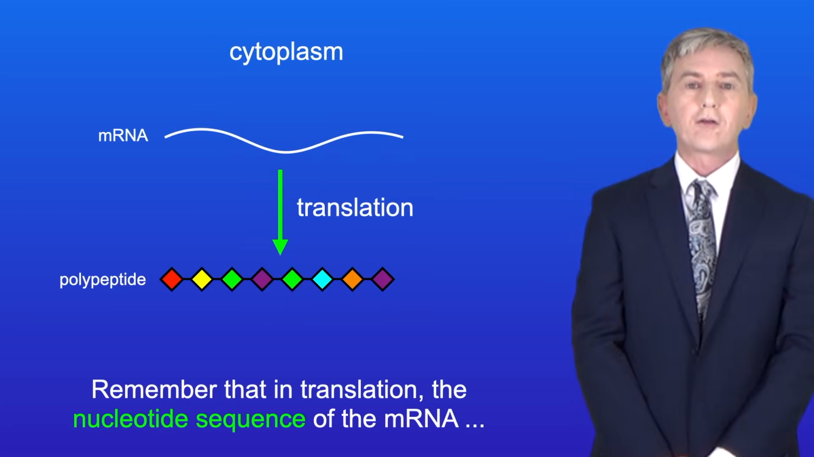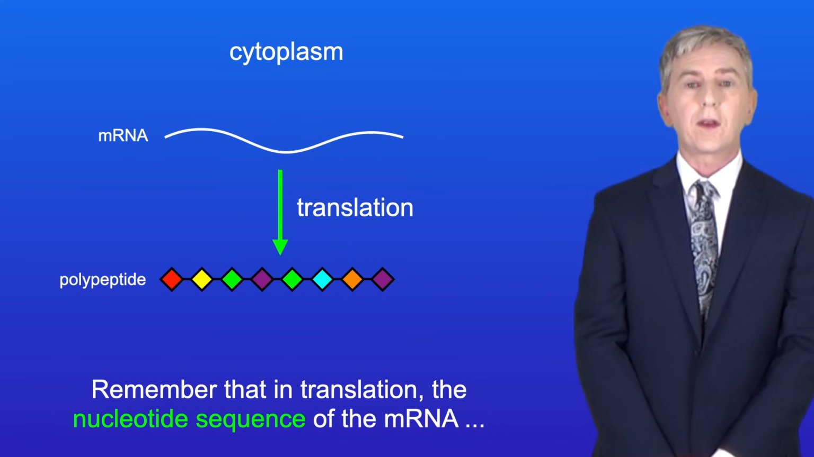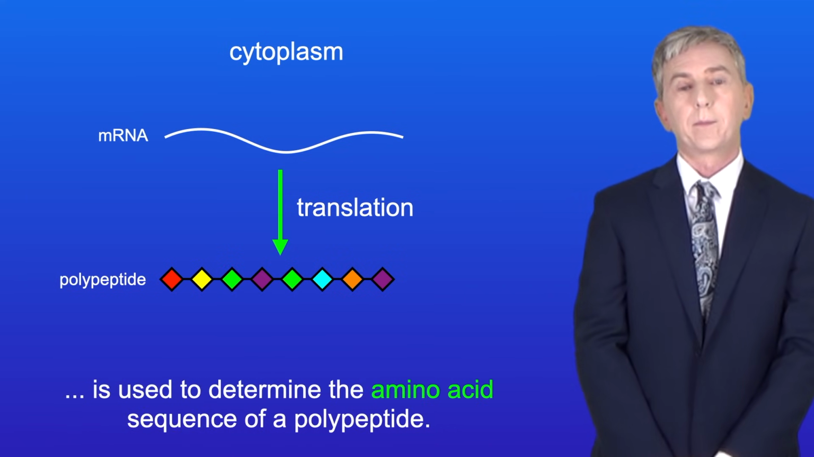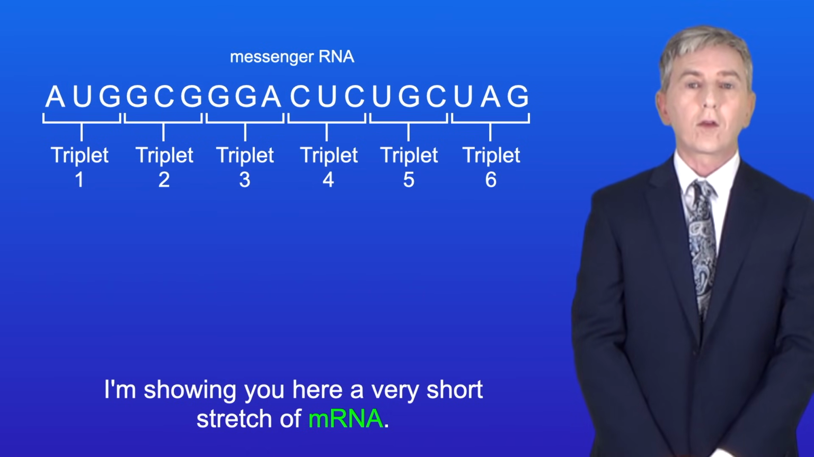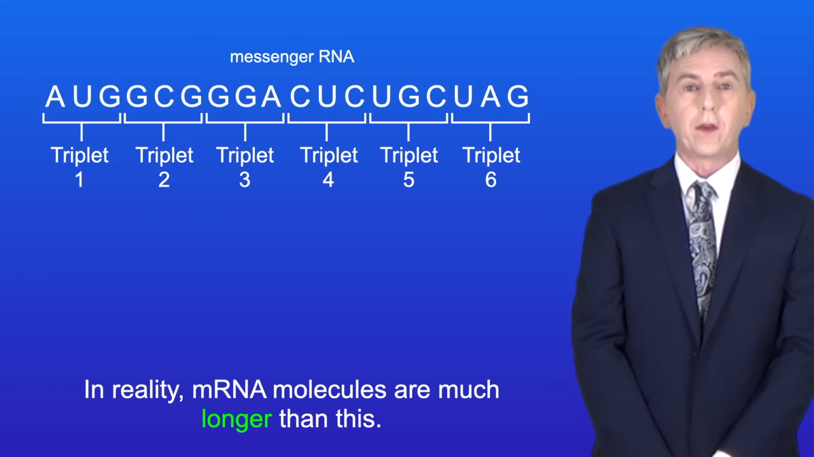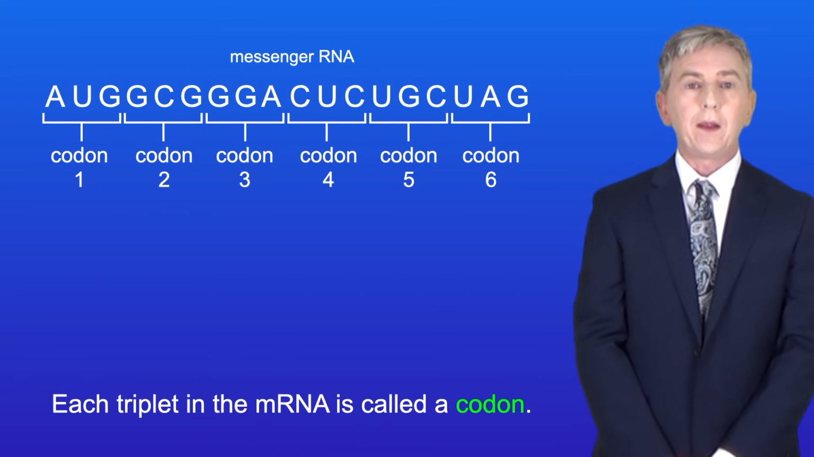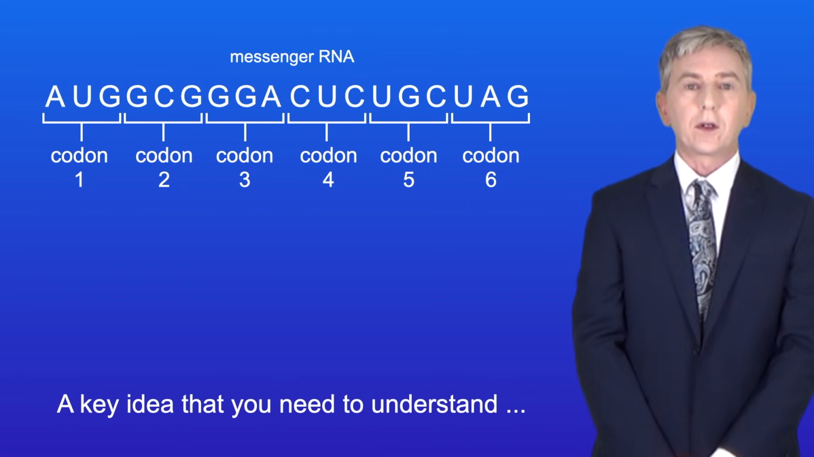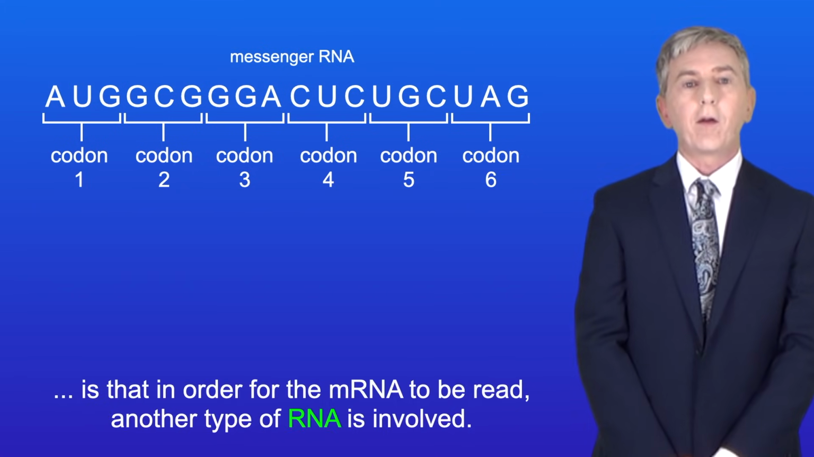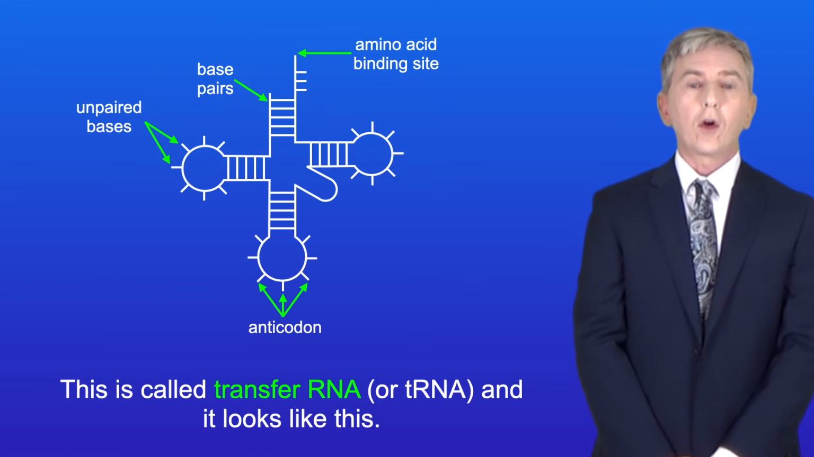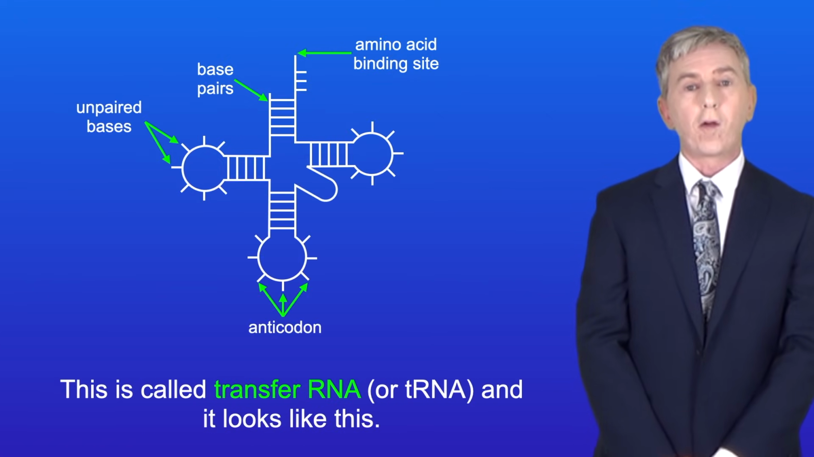Okay, now remember that in translation, the nucleotide sequence of the mRNA is used to determine the amino acid sequence of a polypeptide. I'm showing you here a very short stretch of mRNA. In reality, mRNA molecules are much longer than this. Each triplet in the mRNA is called a codon. Now, a key idea you need to understand is that in order for the mRNA to be read, another type of RNA is involved. This is called transfer RNA, or tRNA, and it looks like this.